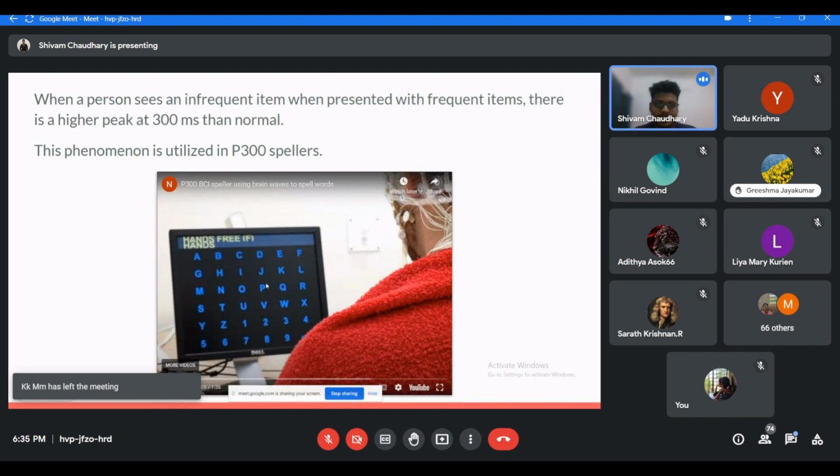That difference is very significant, so the computer catches it. When the computer catches that, that column is selected, and then the speller goes row-wise. It will go to this row, then this row, and when it reaches this row, it will understand that I want to select P. So that is how a character is selected. Let's go over that again.